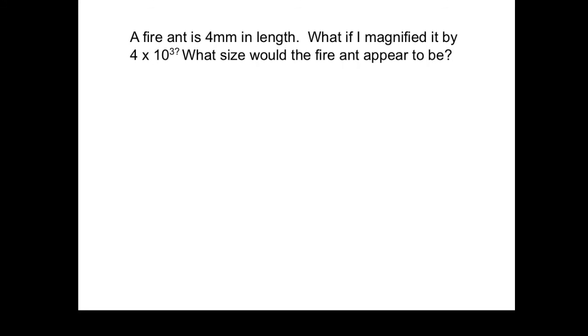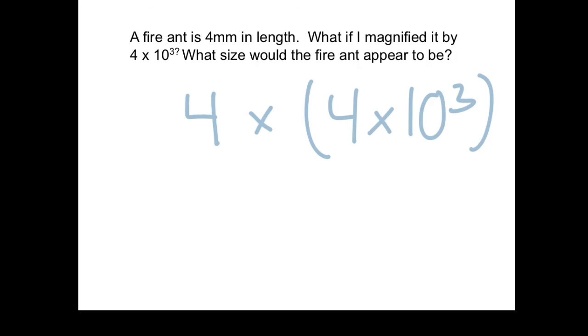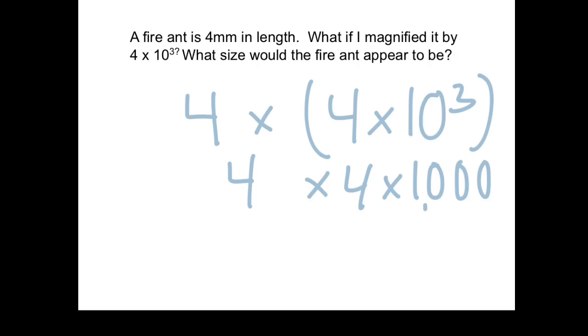Here's the problem I just gave you. I would like you to write your own number sentence to start and solve it. Pause the video now. Now here's what your sentence should have looked like. 4 millimeters, the size of the fire ant, times 4 times 10 to the third power. We start with what's in the parentheses, so we have 4 times 1,000 times 4.